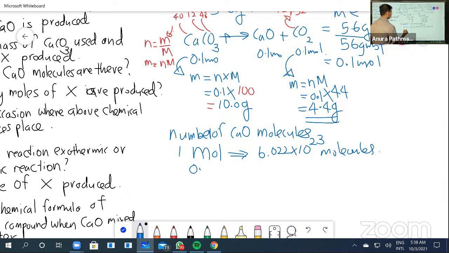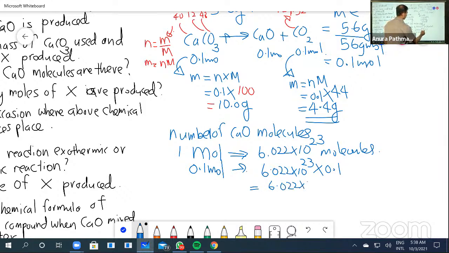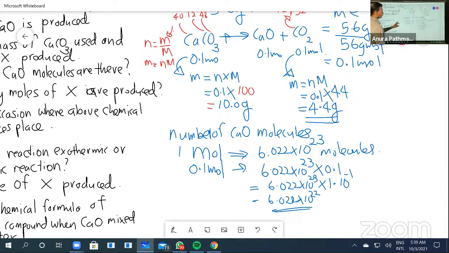Then 0.1 mole, you can multiply 6.022 times 10 to the power 23 by 0.1, which is 10 to the power negative 1. So then 6.022 times 10 to the power 22 molecules will be there. Right. Moving to the other question.